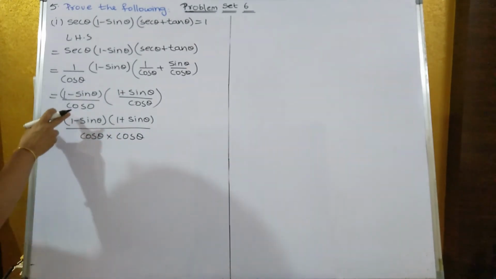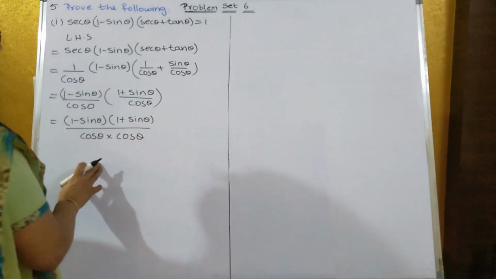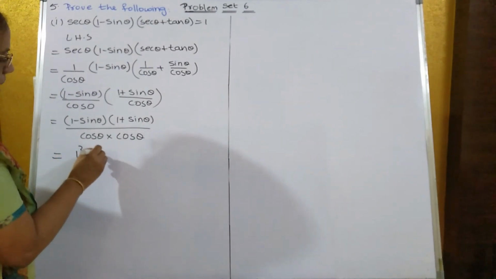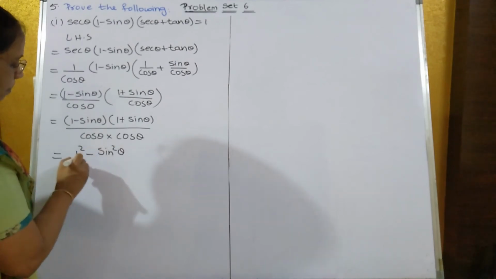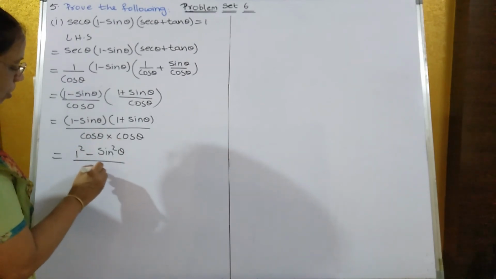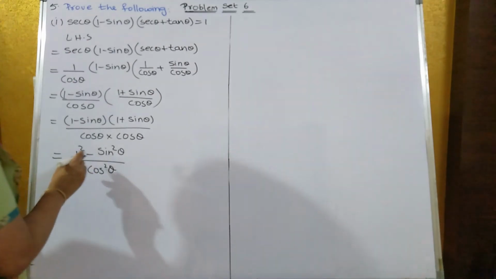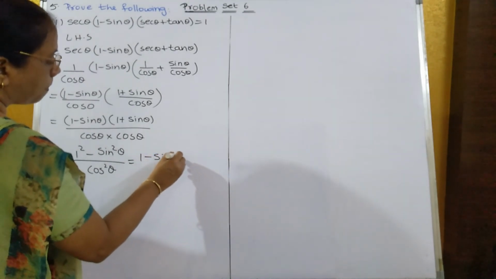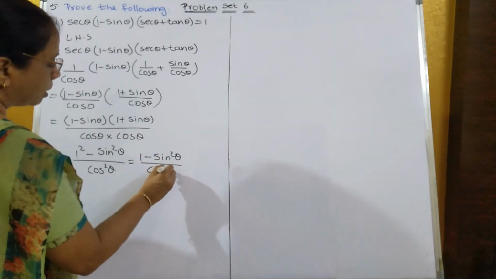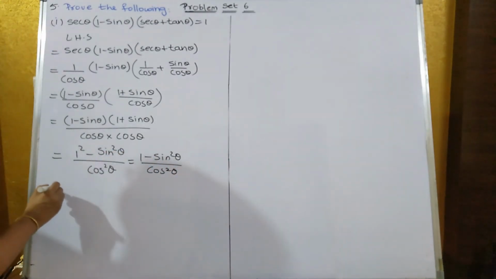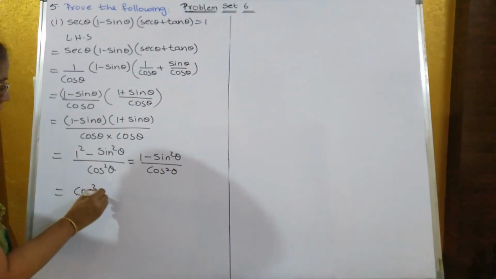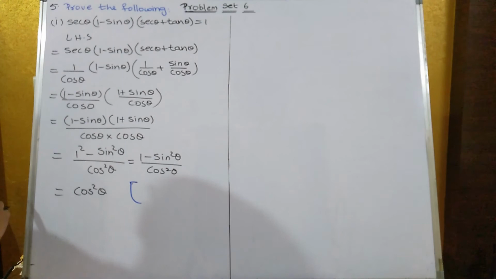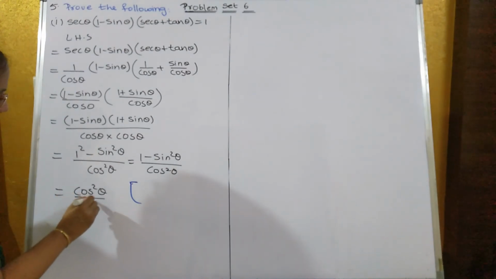Now this is a minus b, a plus b. So a minus b, a plus b is what? A square minus b square. That is 1 square minus sine square theta upon cos theta into cos theta is what? Cos square theta. So that is equal to 1 square is what? 1 minus sine square theta upon cos square theta. Now what is 1 minus sine square theta? 1 minus sine square theta is cos square theta. So cos square theta upon cos square theta.